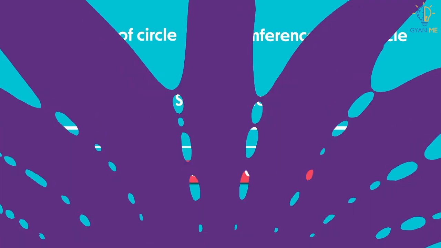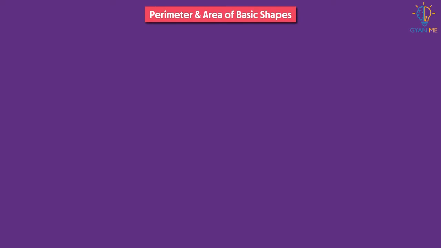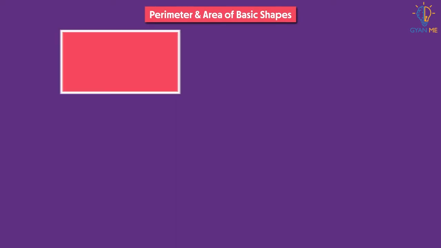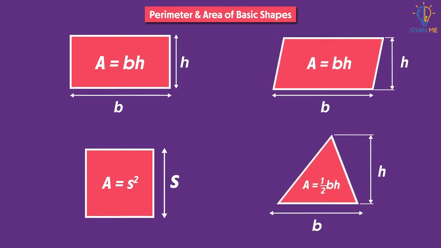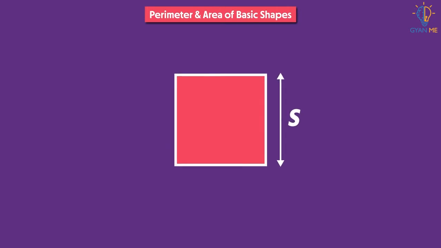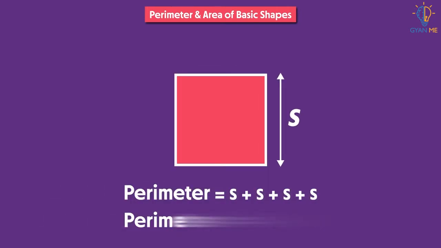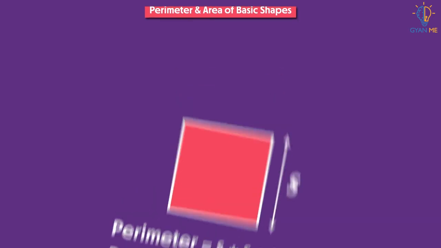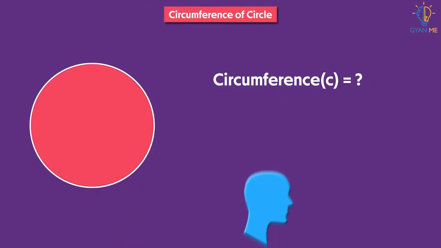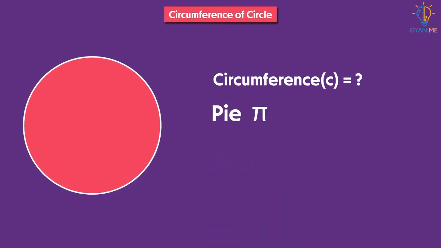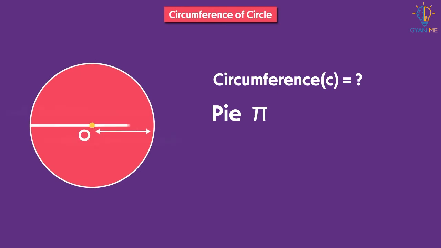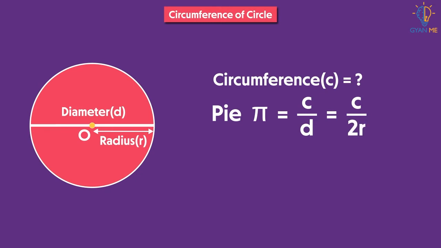You are already familiar with some methods of finding perimeters and area of simple plane figures such as rectangles, squares, parallelograms, triangles. For example, perimeter of square is sum of its 4 sides or 4 into s. But to calculate the circumference of the circle, knowledge of a term known as pi is required. Consider the circle with the center O and radius r. In this, pi is equal to c upon d, which is equal to c upon 2r.